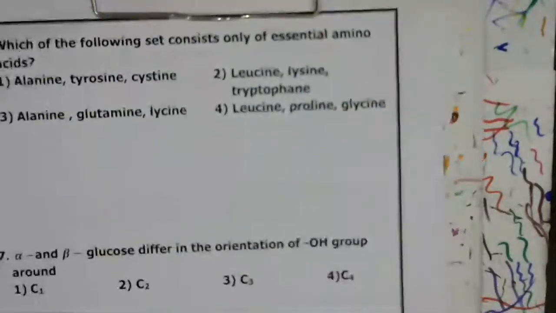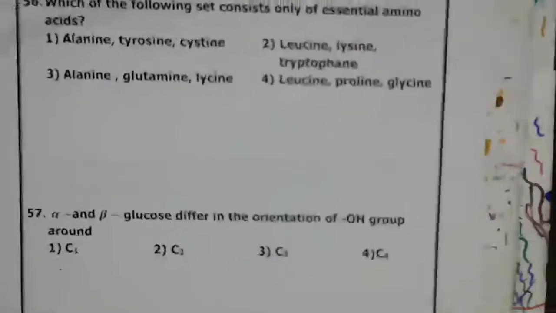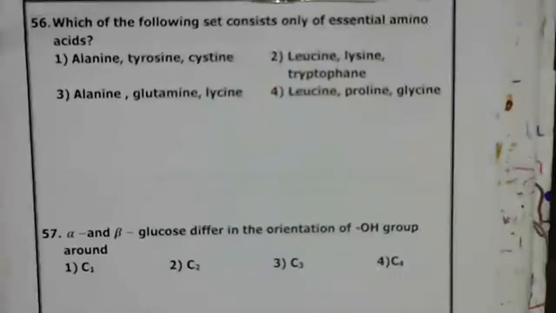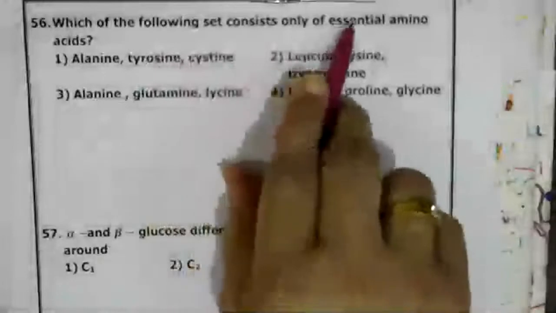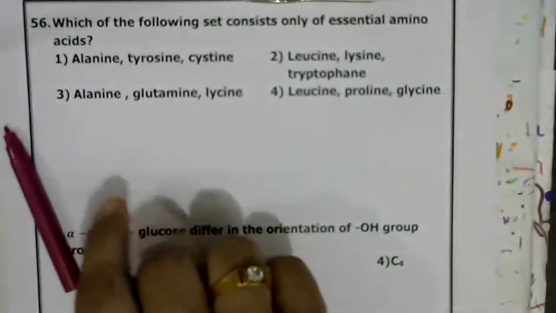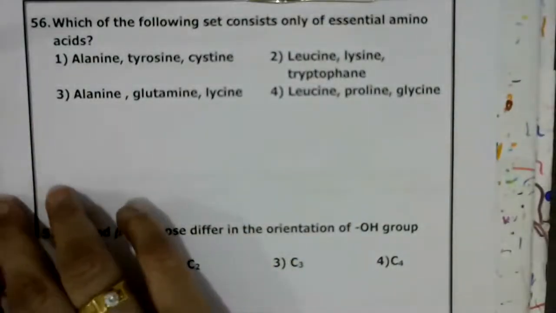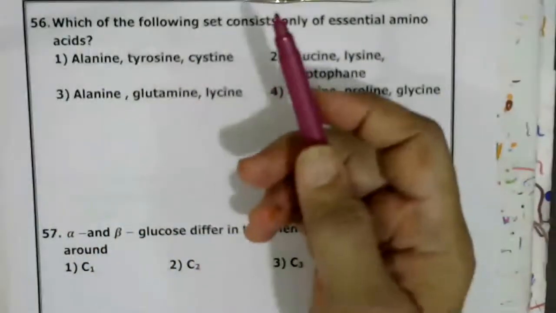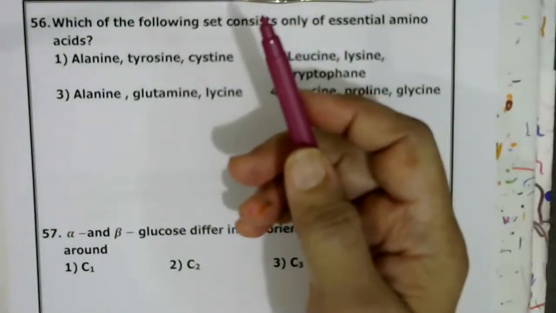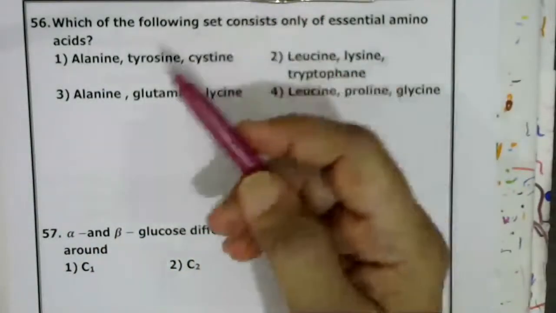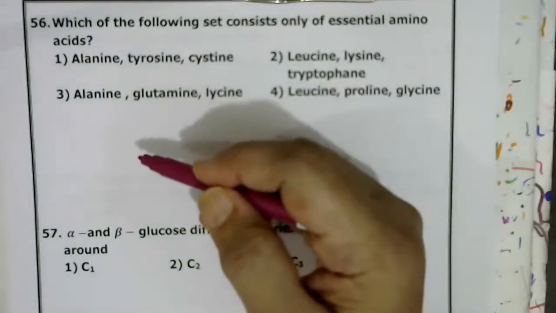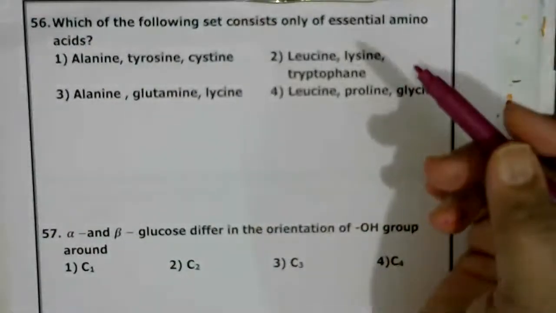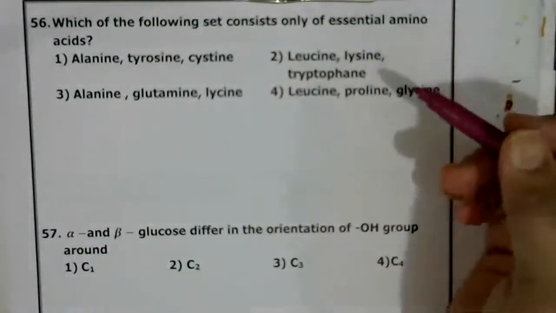Question number 56. Which of the following sets consists only of essential, non-essential? Essential amino acids are those which must be supplied through the diet, whereas non-essential amino acids are those our body can synthesize itself. When our body synthesizes them itself, we need not worry about supplying them through the diet.